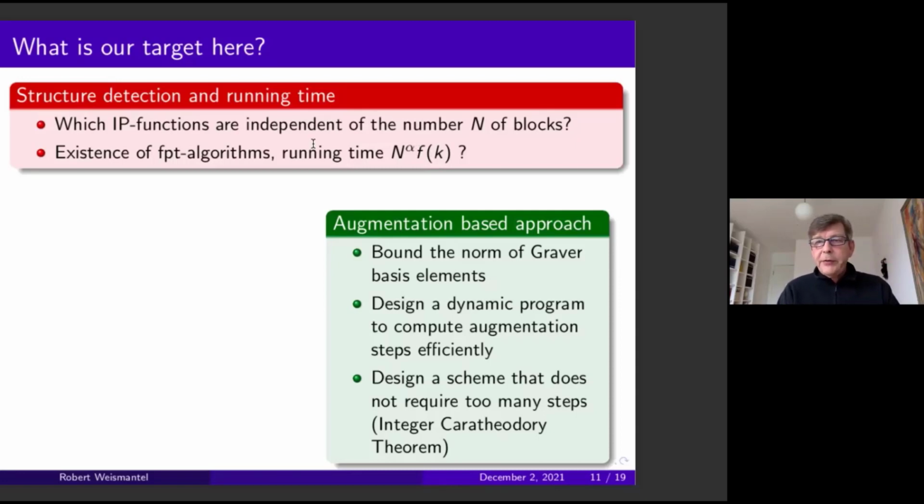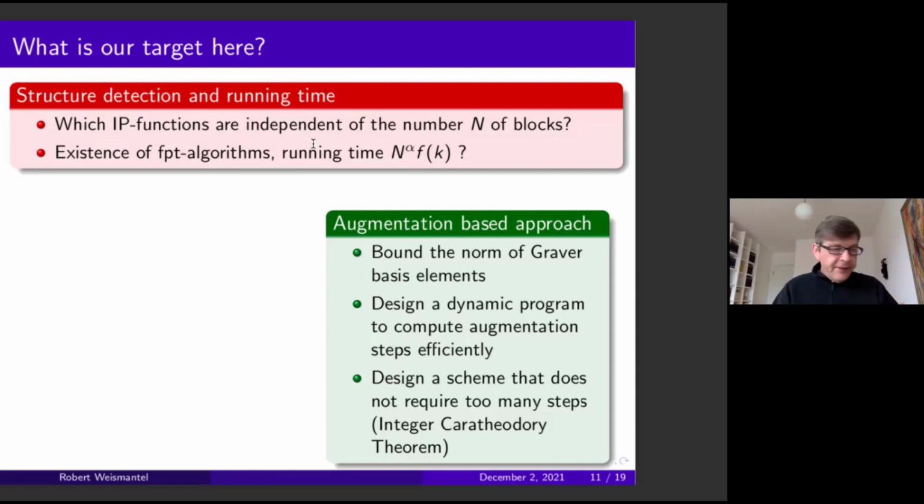So now in order to tackle these kind of sparsity pattern problems, you have two types of approach. The first one, and I start with this because historically that's how it started, these are augmentation-based approaches. So in a nutshell, what do these augmentation-based approaches require? So the first thing is you need a strong bound on the norm of Graver basis elements. In fact, you want a small bound on the Graver basis elements because afterwards you want to design a dynamic program to compute these augmentation steps efficiently. And that's where the bound of the Graver basis enters quite dramatically in the running time of this.